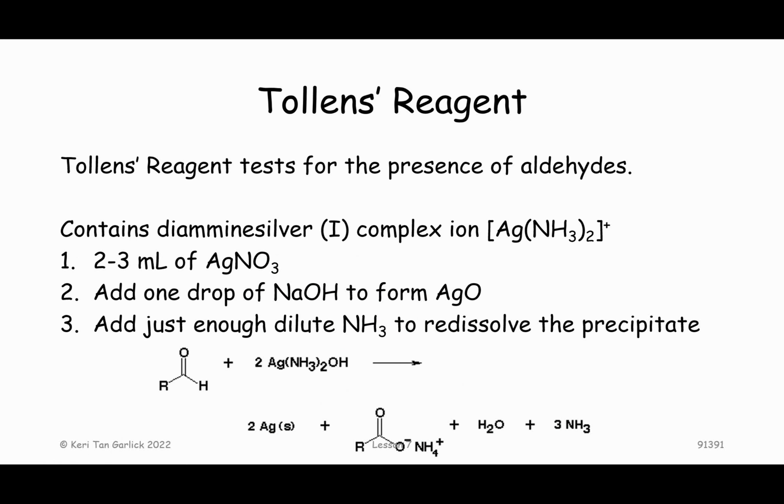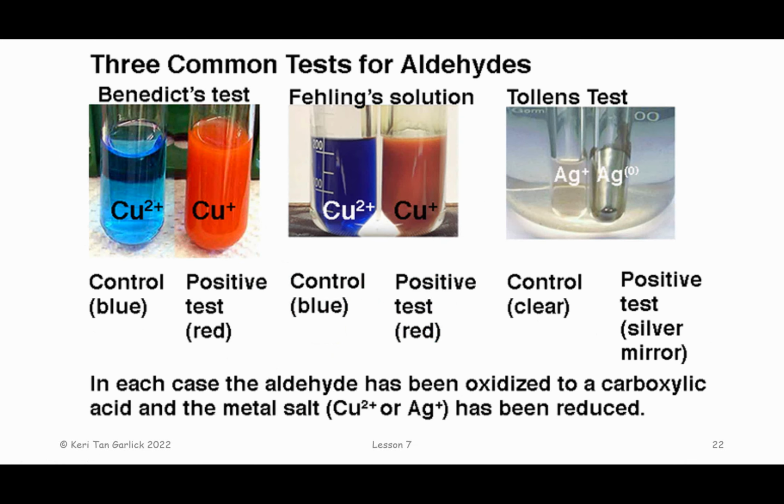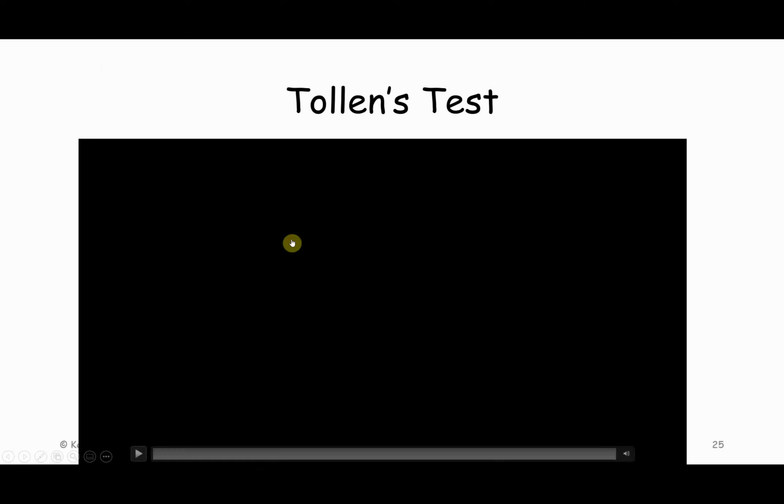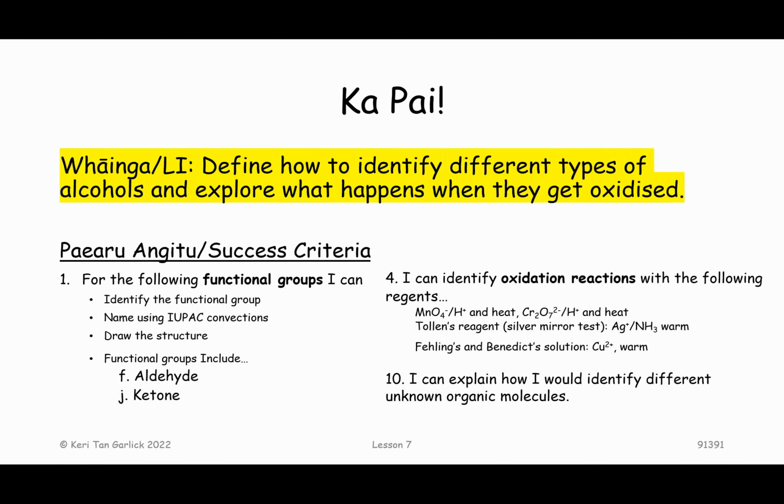Tollens is another one that you can use as well. It's also known as a silver mirror test. And the reason why it's known as a silver mirror test is that it gets this really pretty silver coating on the outside of it, which we saw in this picture here. I have a video as well to show you the process of it. I won't play it. You can watch it if you want on the Google site. It is really neat to see because, like I said, it basically makes a silver lining on the glassware.